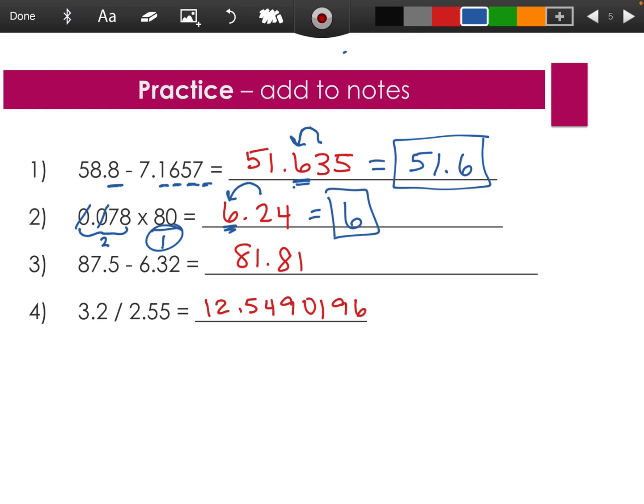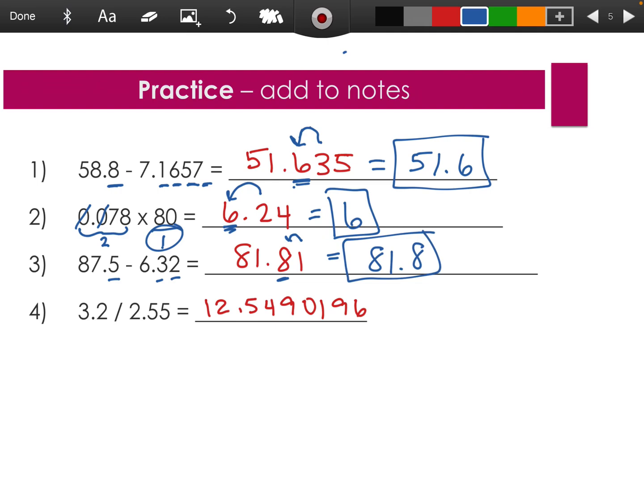All right, number 3. You are subtracting. Again, with subtraction, you go by least number of decimal places. Here's 1 decimal place. The second number has 2. So we want to round this answer off to 1 decimal place. The 1 will not cause the 8 to round up. So we are going to end with 81.8.